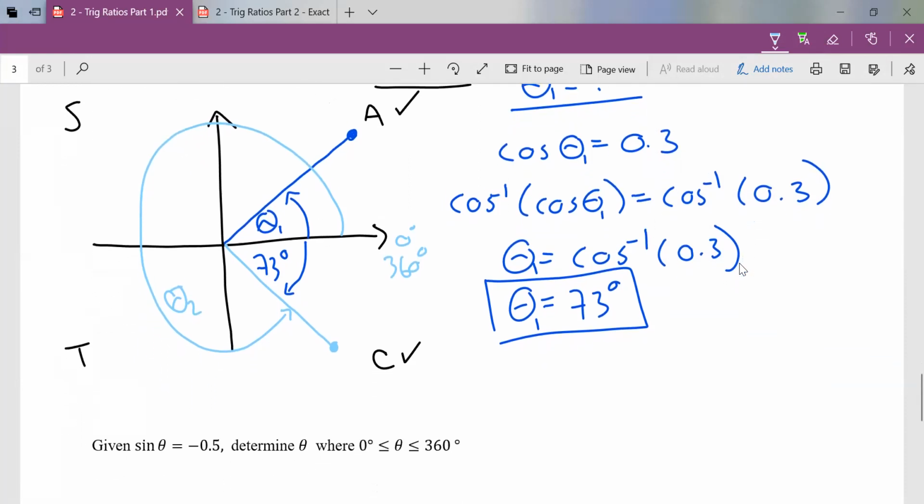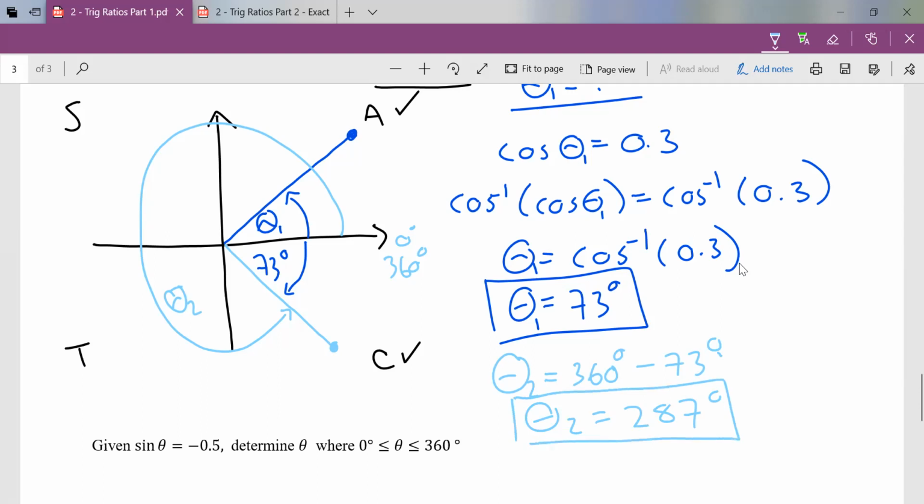So how do I find theta 2? Well, theta 2 then is 360 minus 73 degrees. And that sounds like what? 287 to me. Okay, so what we did to find theta 2 was we used theta 1.